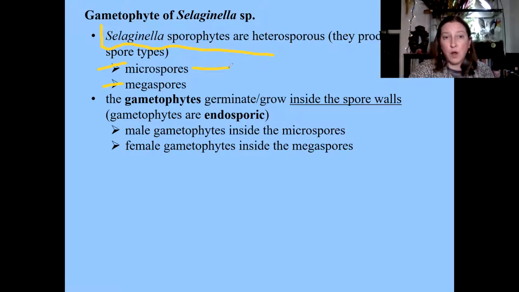Microspores are going to grow the male gametophyte plants. Megaspores are going to grow female gametophyte plants. But when you have micro and megaspores, the gametophyte plants stay inside of the spore wall, which can be called endosporic. They germinate or grow inside the spore walls. Male gametophytes inside of microspores, female gametophytes inside of megaspores.